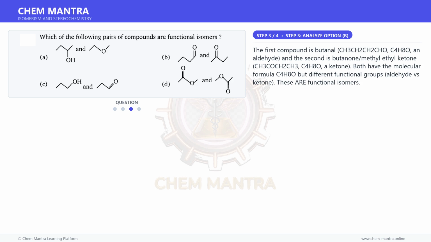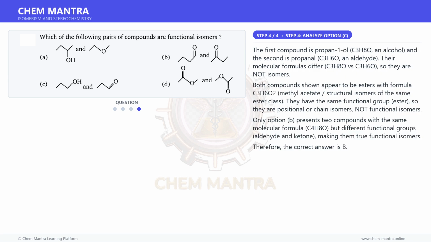The first compound is butanol, CH3CH2CH2CHO, C4H8O, an aldehyde, and the second is butanone methyl ethyl ketone, CH3CH2CH3, C4H8O, a ketone. Both have the molecular formula C4H8O but different functional groups, aldehyde versus ketone. These are functional isomers.